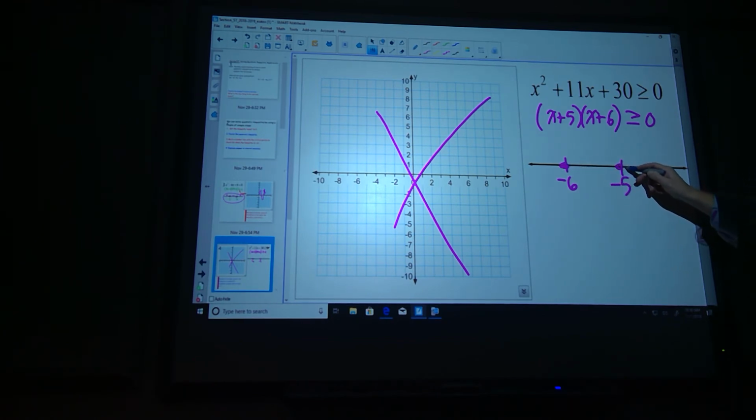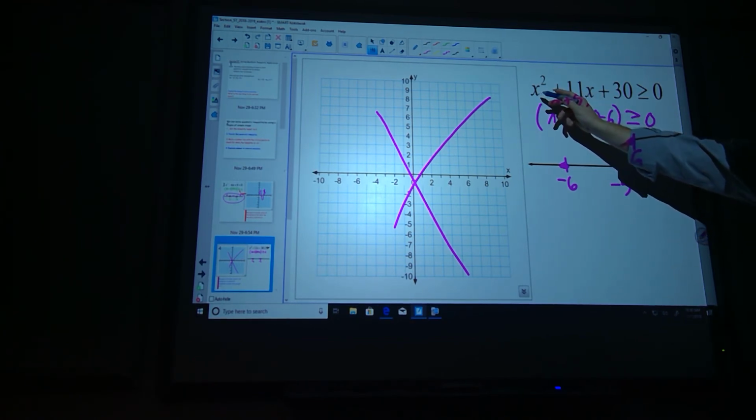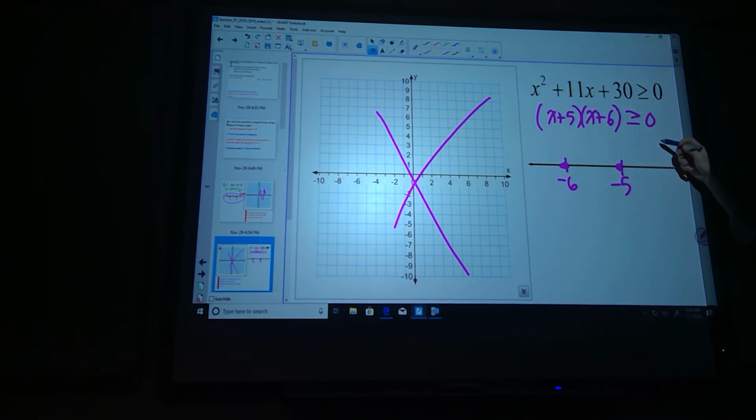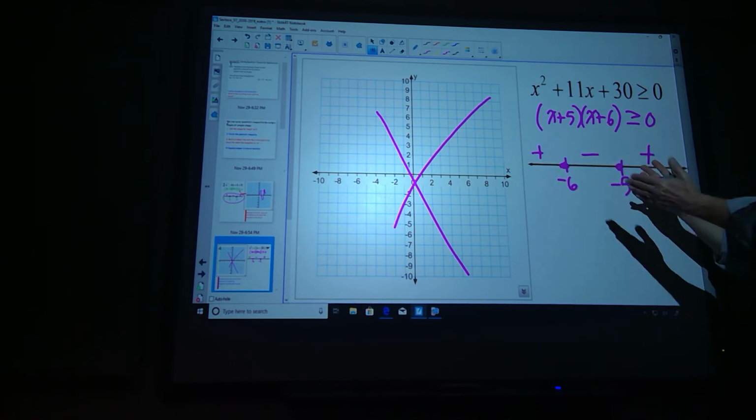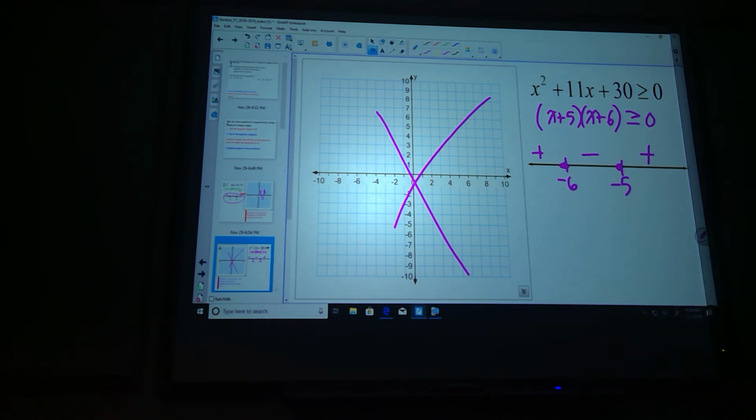Okay, so ready? This parabola opens up, so I'm going to start on the right. So is it positive over here or negative? Think about it. The parabola looks like this. So it's positive. What's it here? Negative. What's it here? Positive. So it opens up. Okay? So if you wanted to justify this answer, you could say from negative infinity to -6, and from -5 to infinity, you're talking about positive values. Anything between -6 and -5 is negative.